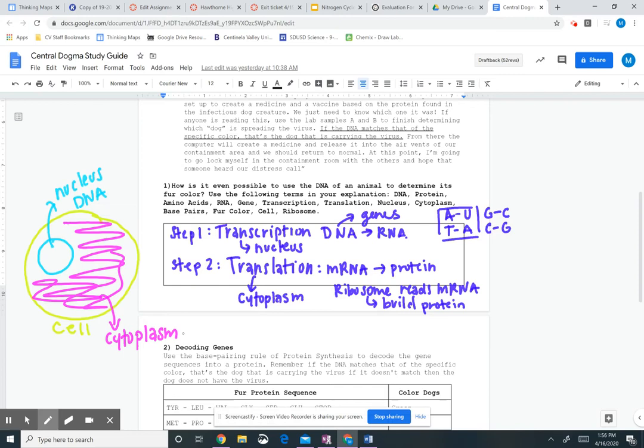And then once you have a protein, it can express the traits. Those are all of the different things that you guys have to be able to put into your own words and have a summary of what is going on there. Okay, so I'm going to take some time and show you guys how to decode some of these genes. I'm going to make sure that you guys know how to do that next.